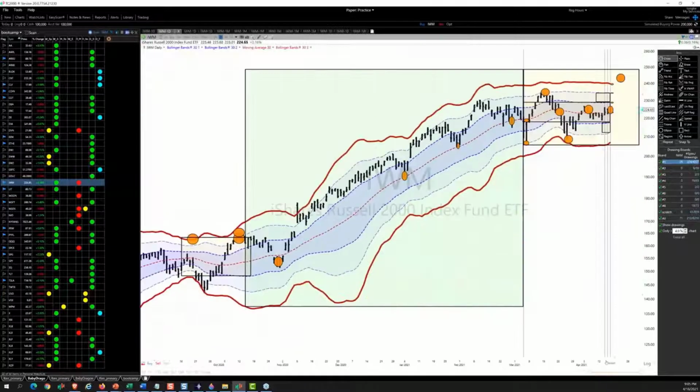So just by watching the Bollinger Band means and envelopes and the slopes, we're getting a feel for market conditions based on volatility.